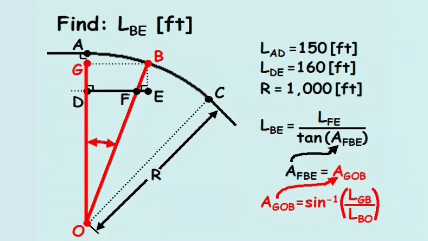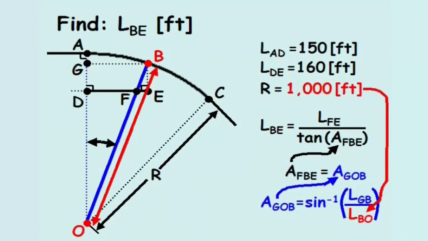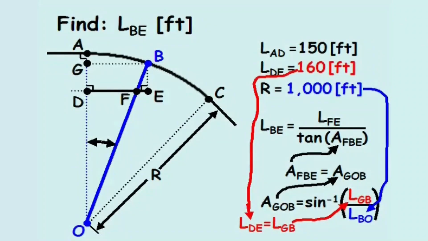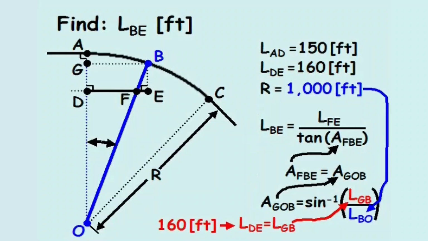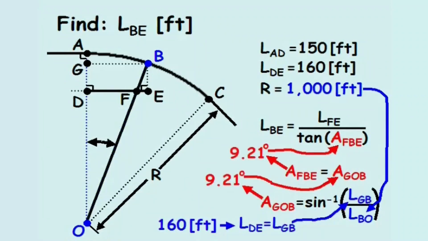Line segment BO is the same length as the radius, or 1,000 feet. The length of line segment GB is equal to the length of line segment DE, which is 160 feet. Using these values, angle GOB and angle FBE equal 9.21 degrees.